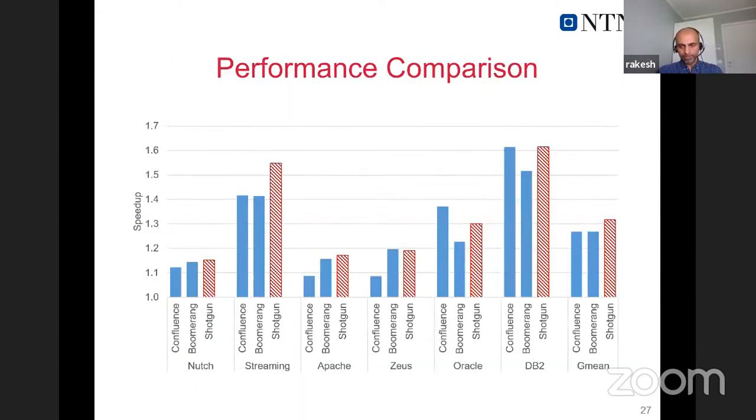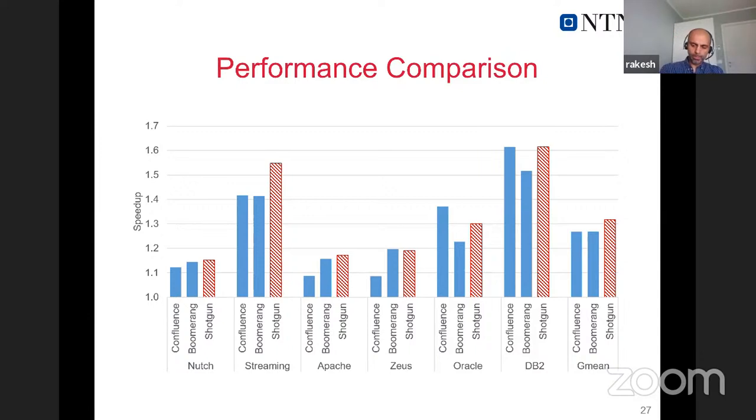Cool, let's look at the results then. So again, we are comparing here Confluence, which is a storage intensive prefetcher, Boomerang, the FDIP style prefetcher, and Shotgun, which is with the new BTB organization. And on average, Shotgun outperformed both of them. And if you look at the two workloads where Boomerang did not perform well, on one of them, we are reaching the performance of Confluence, which is good. But on the other one, we are still a bit behind Confluence. And again, the reason is we are not able to capture enough branches into the BTB despite our optimizations.